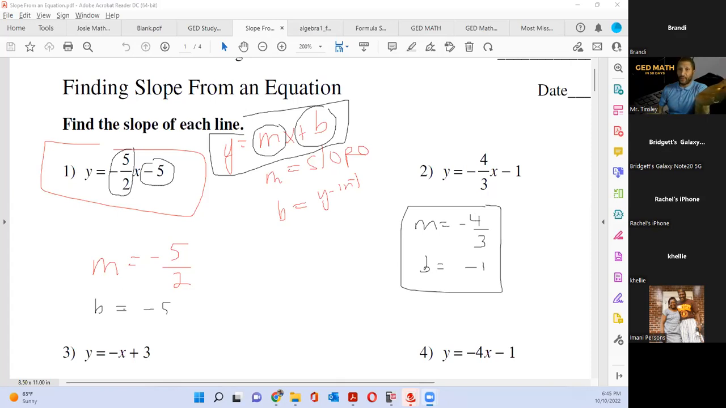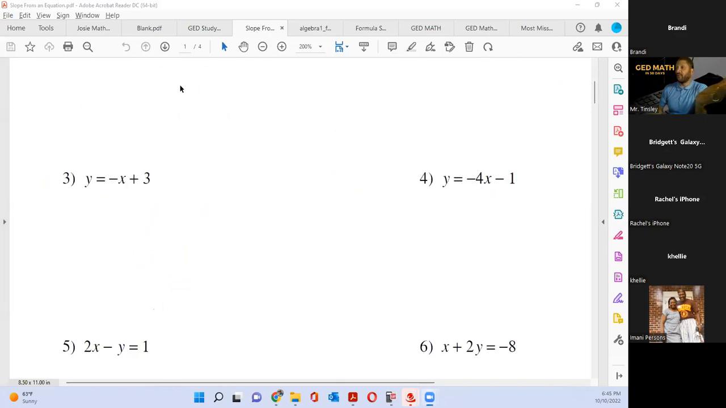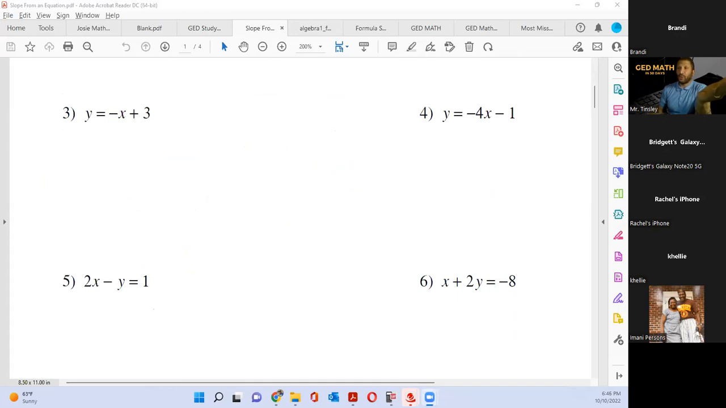Let's look at number 3. And then we're going to go to standard form. Let's do 3 and 4. What's the slope for number 3? Nope. Now let me ask you a question. Anytime you give an answer for slope, do you say a variable? -1. My y-intercept is what? 3.